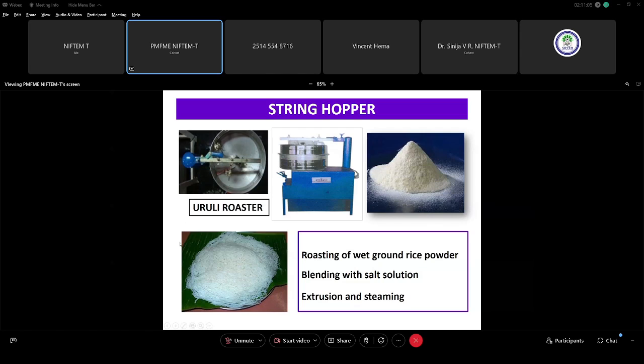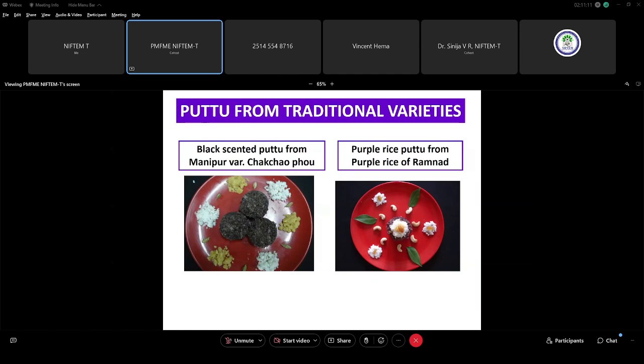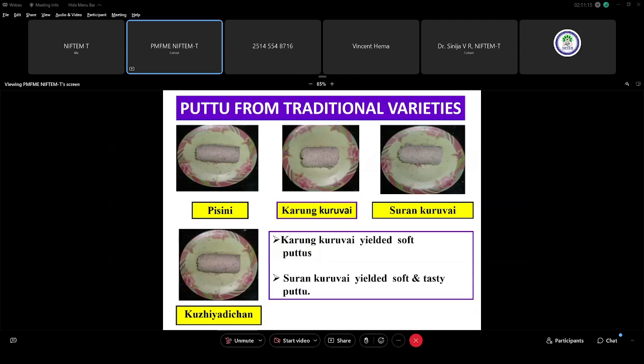Then salt solution is added and extruded. We can get this string hopper. And we can prepare puttu from different traditional varieties. And here you can see some traditional varieties like Karungurvai, which has given the best soft puttus.